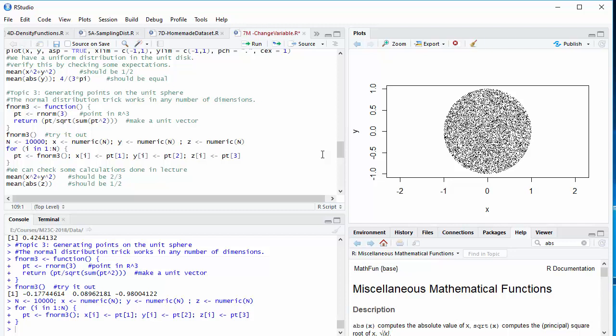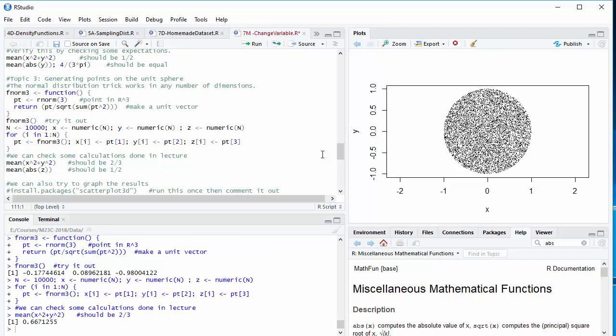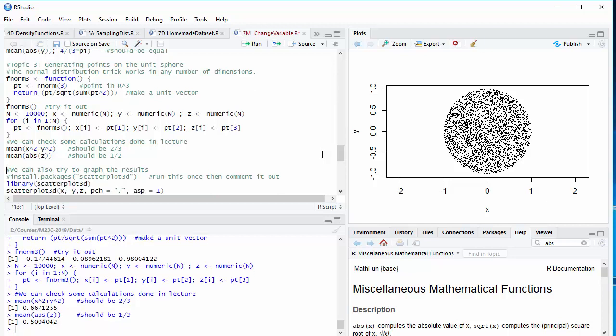We should not have favored any direction over any other direction. And some standard calculations. All these are going to be done either in lecture or in workshop or on the homework. The expectation of x squared plus y squared is 2/3. The way the physicists put this is they say the moment of inertia of a hollow sphere about a diameter is 2/3. That worked. And the mean of the absolute value of z, or of x, or of y should be 1/2. That works too.